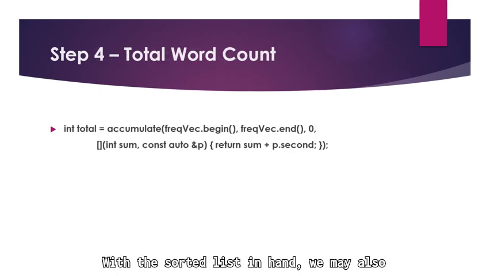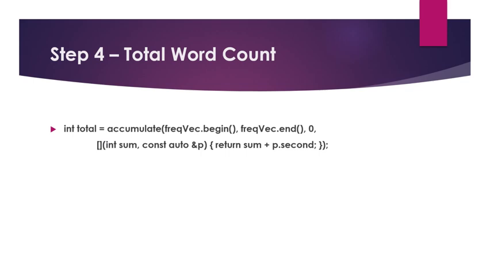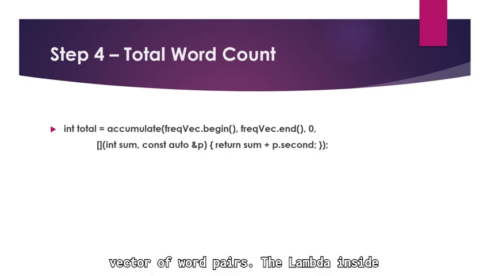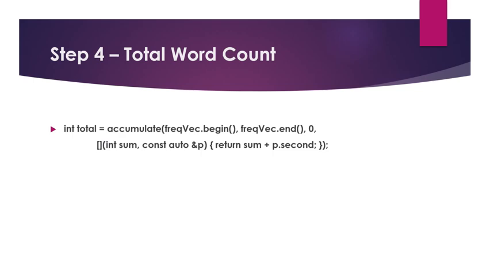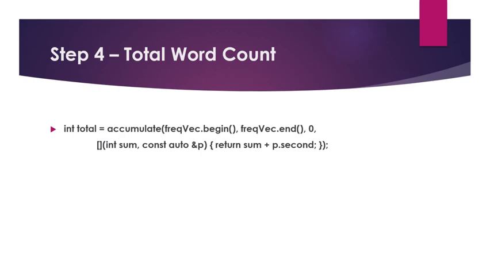With the sorted list in hand, we may also want to compute the total number of words processed. This helps us calculate word percentages or just get a sense of the text size. Using accumulate, we sum all the values, the frequencies from our vector of word pairs. The lambda inside accumulate simply adds each frequency to a running total. This one-liner STL trick is clean, fast, and very readable.